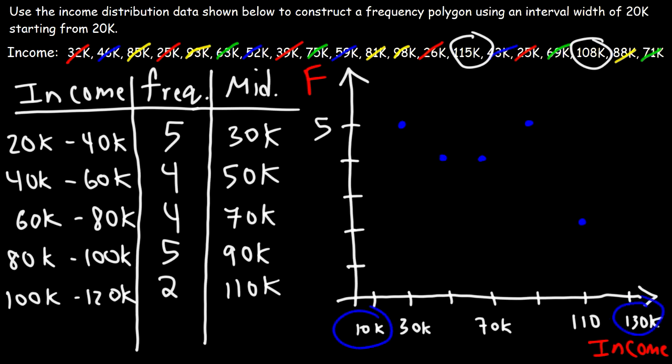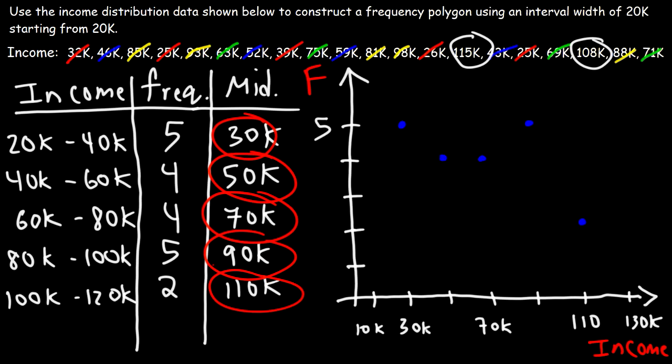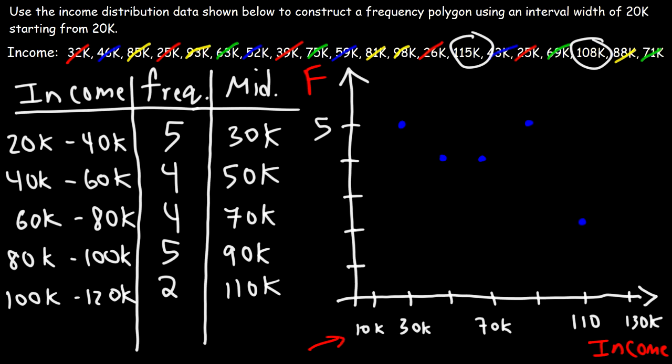For those of you who might be wondering how I got those values, here's what you can do. First, you need to determine the difference between the midpoint values. As you can see, they're increasing by 20K. So to get this value, you just need to take your first value, 30K, and subtract 20K. And that's how you get 10K. To get the last value, take 110, your highest value here, and add 20K to it. So that's how we can get these two additional points.